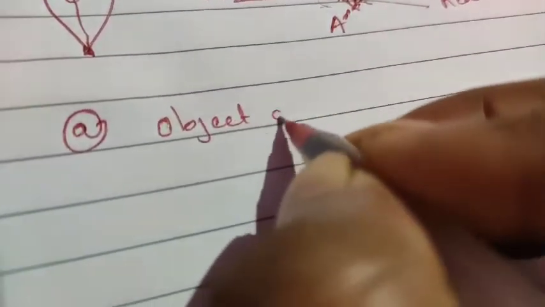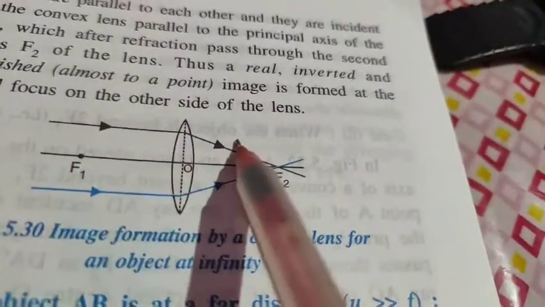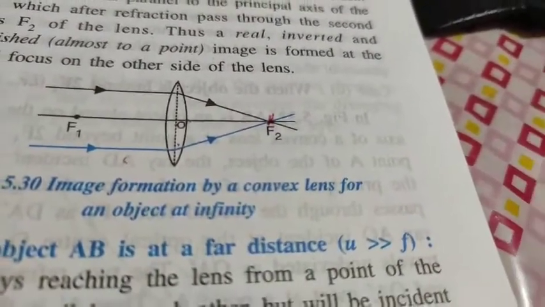First, suppose the object is at infinity. Now if we move to the textbook, I will focus on the textbook, student. Here see, object at infinity. So when a ray of light comes from infinity, it meets at the focus. Clear? So here the object is at infinity, but the rays from the object are parallel to the principal axis. So after refraction, they will meet at one point.